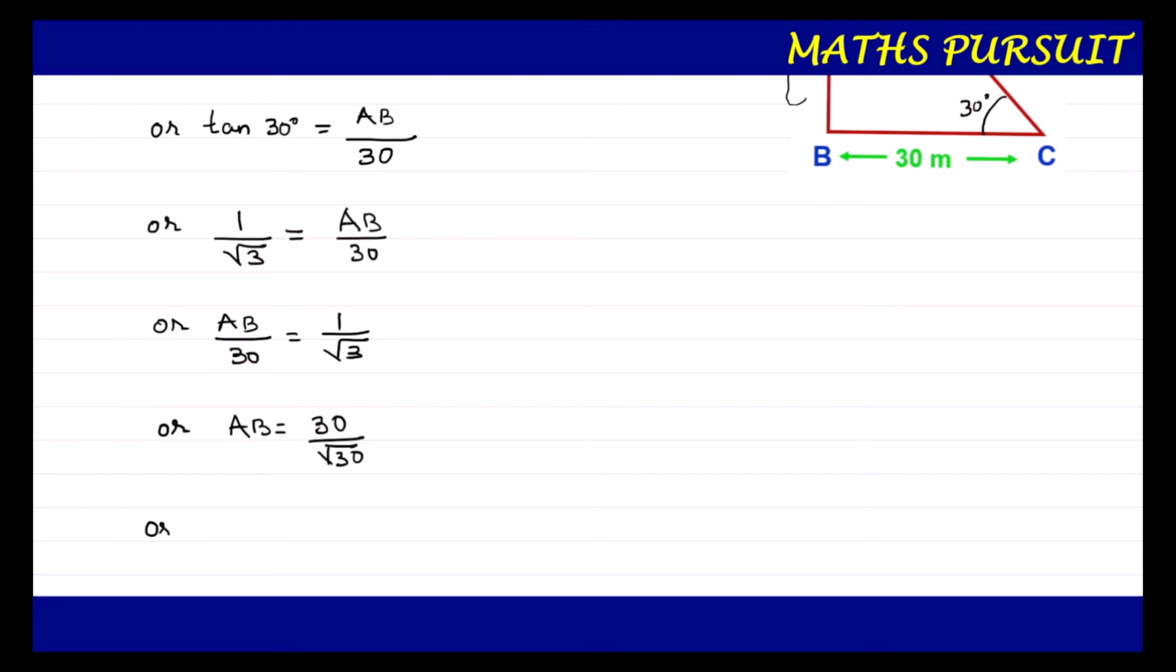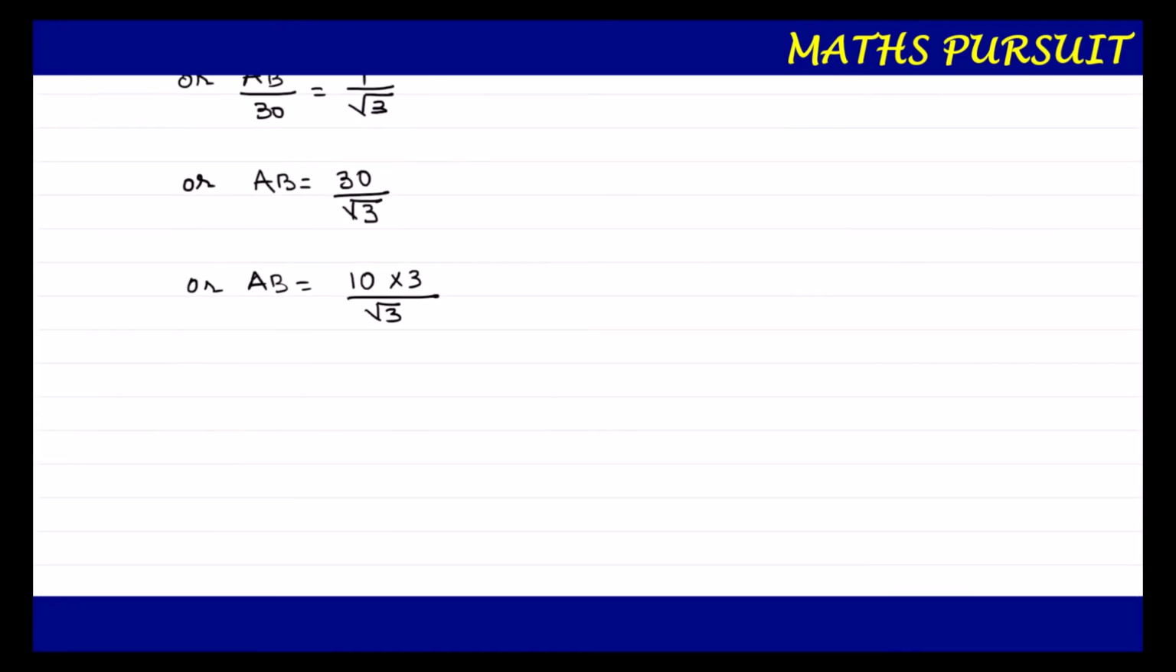Or I can write, what is 30? 30 is nothing but 10 into 3. 10 into 3 is 30. So if I write like this, nothing will be wrong. So I am going to write AB is equal to 10 into 3 upon root 3. Why am I writing like this? You will understand in the next step. To simplify our calculation, I am converting 30 into 10 into 3.